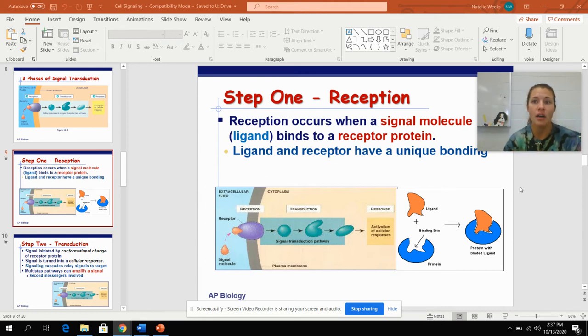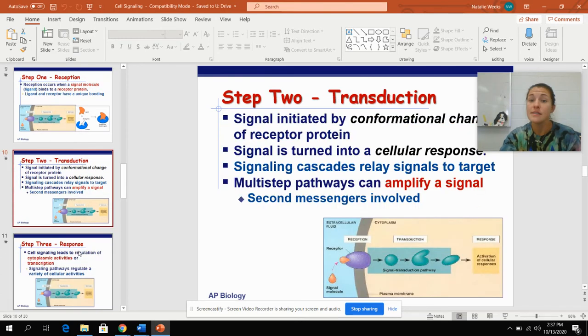So a lot of mental and neurological disorders are from poorly shaped protein receptors or poorly shaped ligands that don't fit, that don't initiate that whole response. Step 2 is going to be our transduction. So the signal hits the cell, hits that protein, we have some sort of a conformational or shape change, and then that turns into a cellular response.